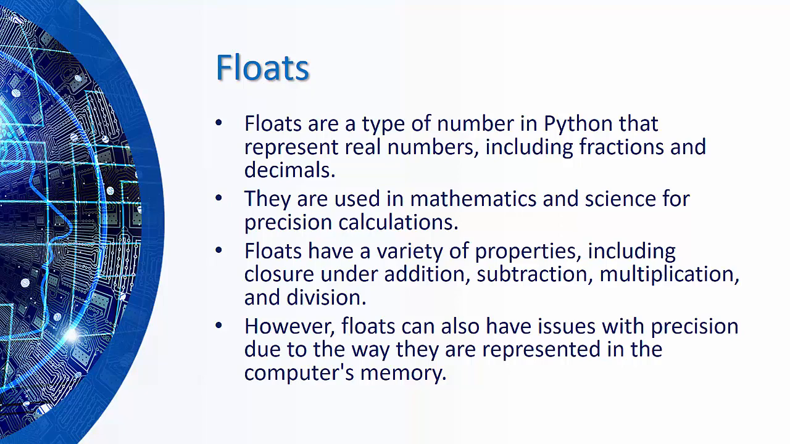Next, we do floats. Floats are a type of number in Python that represent real numbers, including fractions and decimals. They are used in mathematics and science for precision calculations. Floats have a variety of properties, including closure under addition, subtraction, multiplication, and division. However, floats can also have issues with precision due to the way they are represented in the computer's memory.